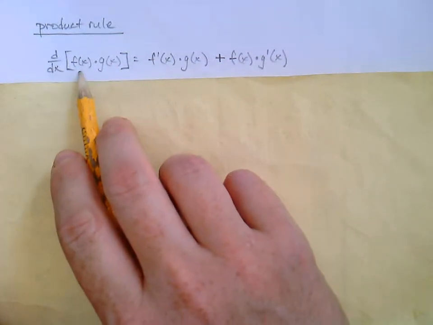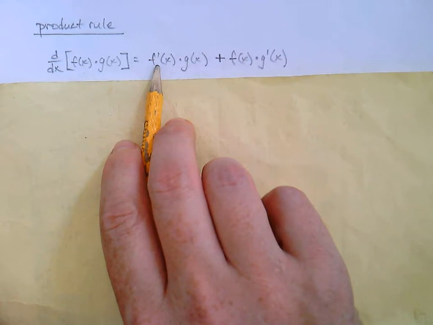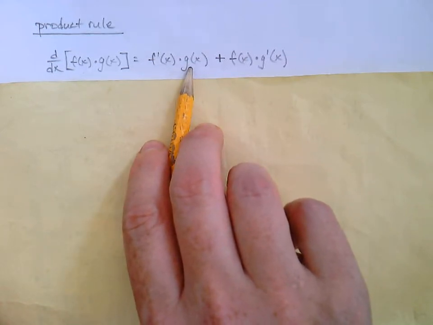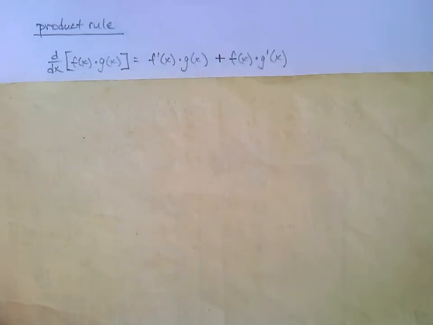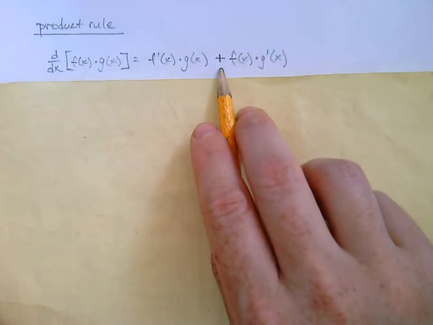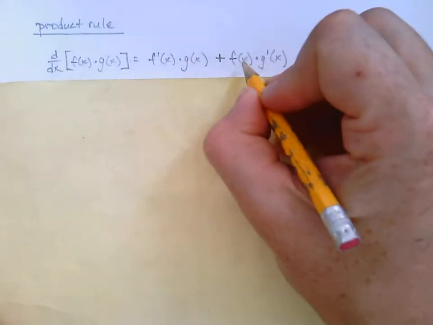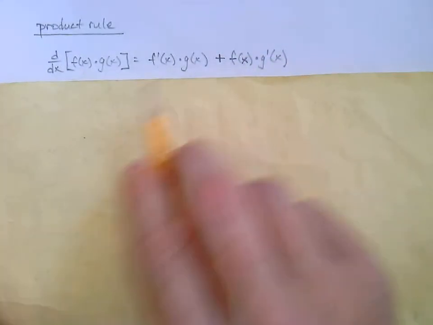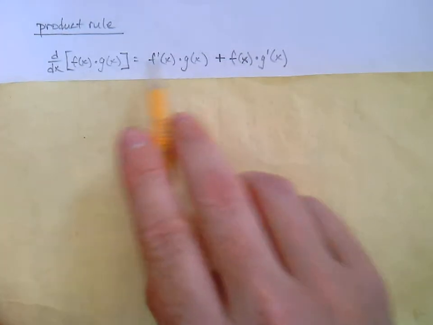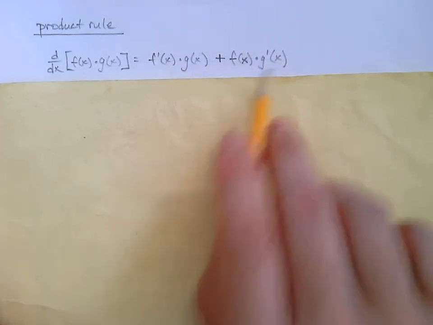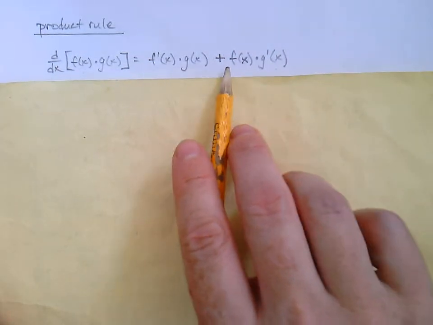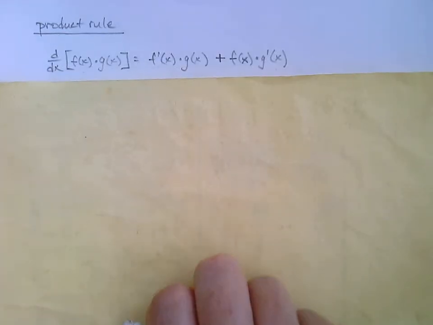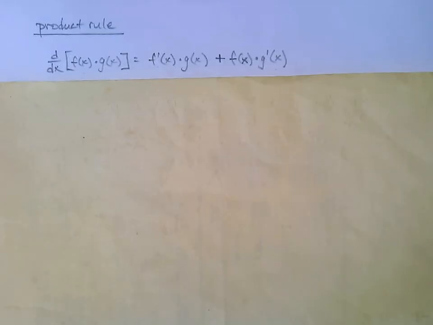So the first part, we take the derivative of the f, but then we multiply by g just the same as it was back here. So we're just copying the g of x right there. Then we add, and it's like we do the opposite. So we take f, just the same f that we saw back here, and multiply that by the derivative of the g. So you might read this as f prime times g plus f times g prime. Okay, let's see an example. Let's see it in action.